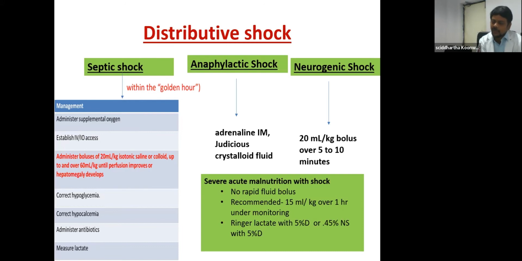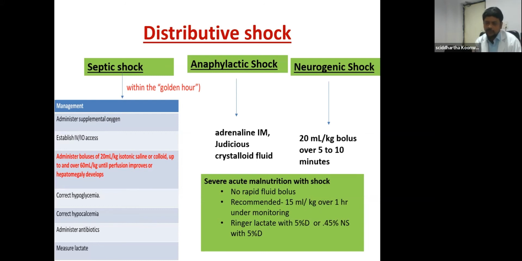In every pediatric patient, we should look whether the patient is in severe acute malnutrition or not, because in severe acute malnutrition, we do not give fluid boluses. We avoid fluid boluses and give 15 ml per kg of fluid over 1 hour under monitoring. We monitor heart rate as well as respiratory rate. If the heart rate is rising by more than 15 and respiratory rate is increasing by more than 5 per minute, that means the patient is deteriorating with fluid bolus and we have to stop it. But if there is improvement in respiratory rate and heart rate, then we could give an additional bolus as per requirement.